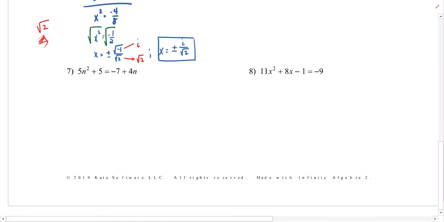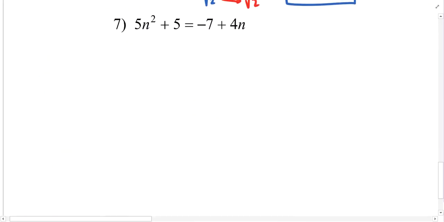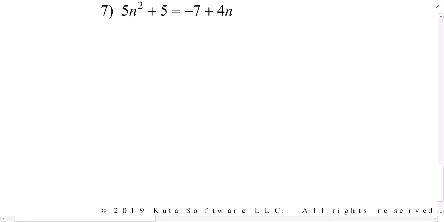So there are only 8 problems in this homework. I'll go ahead and finish one more. That way I've done half of them, and you will have to do half on your own. So I'll jump down here and look at number 7 next. Here again, I want all terms on one side of the equation, so I plan on moving the 7 to the left and the 4n to the left. I'm going to pause the video and do that math now, and you should do the same.